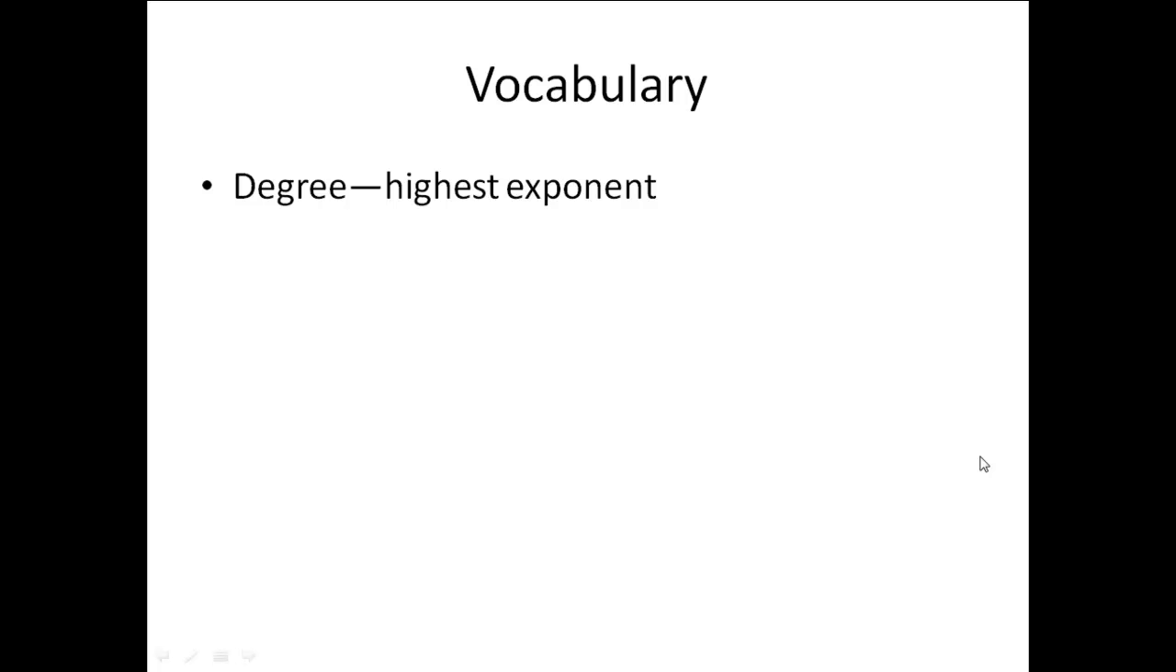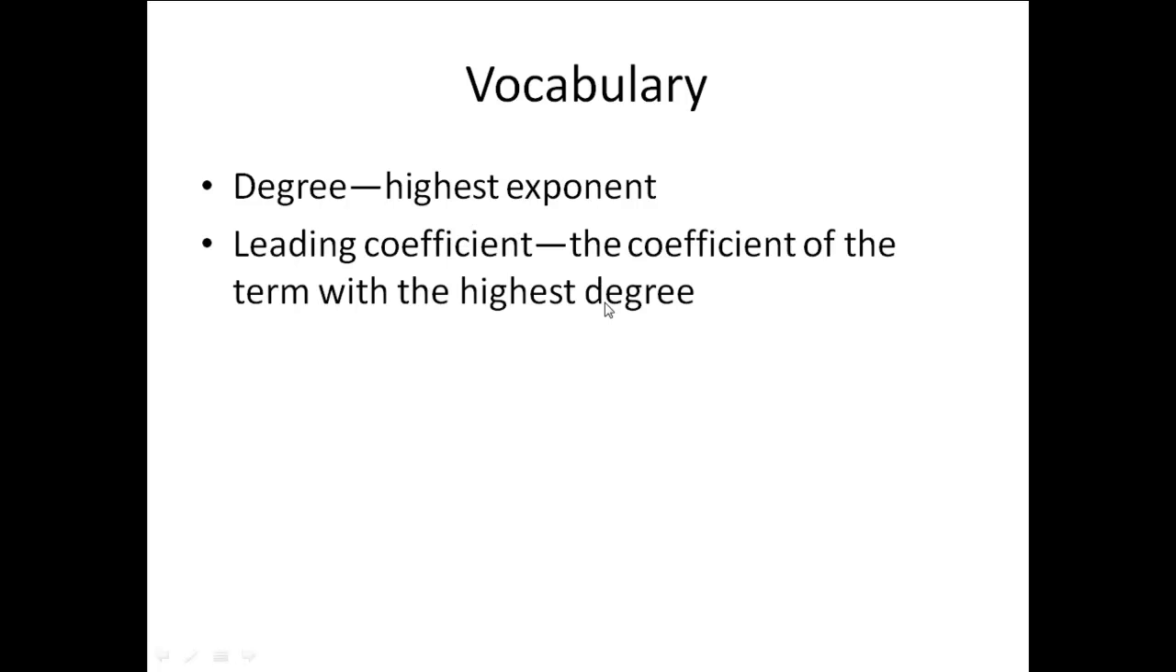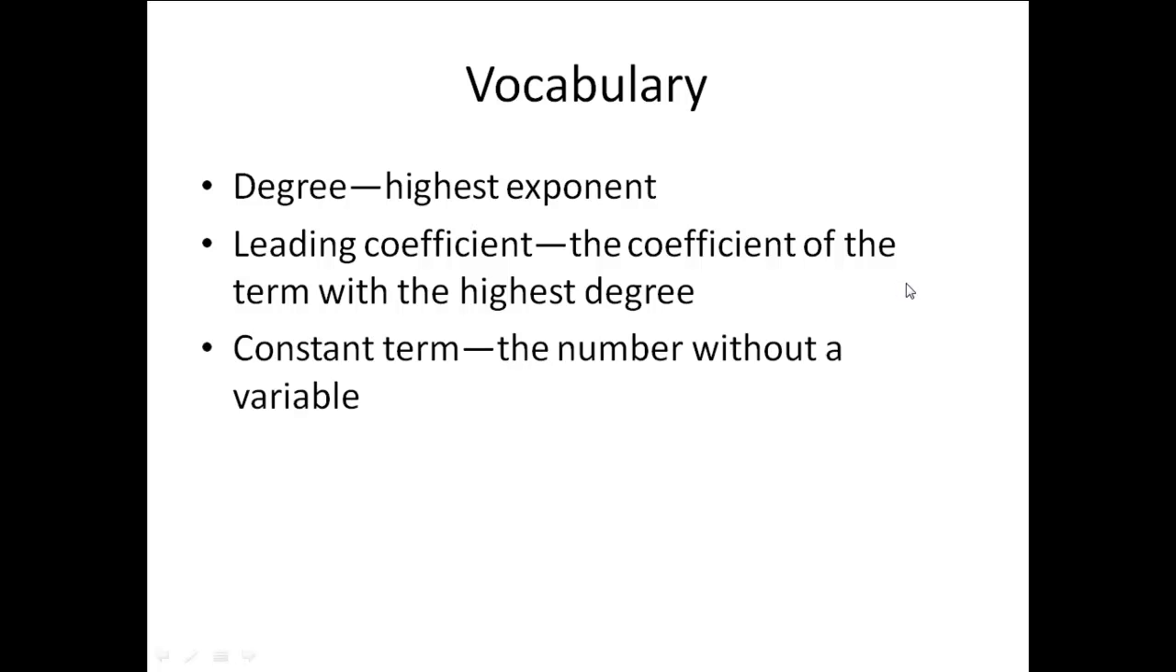We're going to look at degree. And when you hear the word degree, what that is meaning is that we're looking at the highest exponent. So if my highest exponent is 5, then my degree would be 5. The leading coefficient is the coefficient of the term with the highest degree. Remember, a coefficient is just the number part. The constant term is the number that does not have a variable.